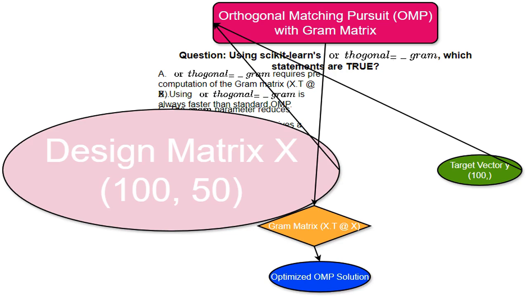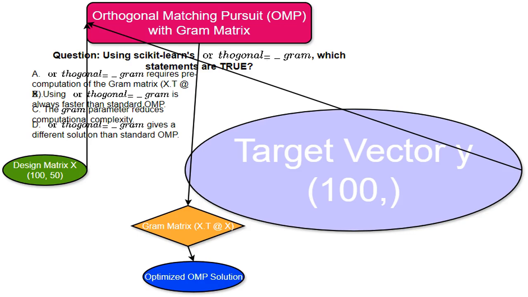This describes your input data. It's a matrix with 100 rows, samples or data points, and 50 columns, features or variables. This is the vector that you are trying to predict or approximate. There's 100 values here, one for each of the 100 samples in the design matrix.